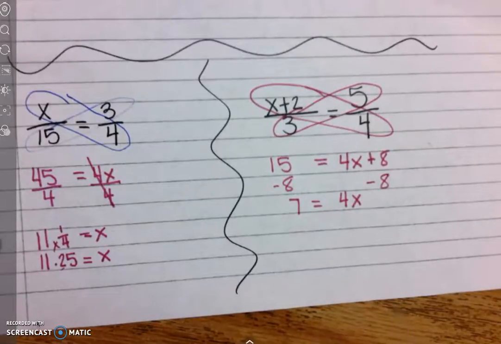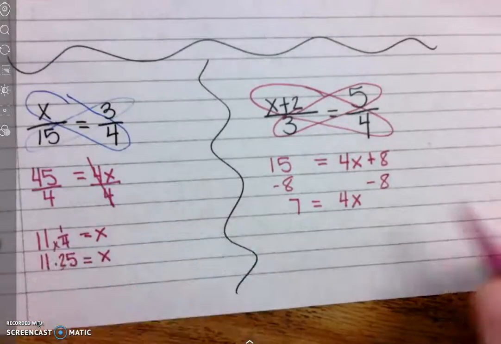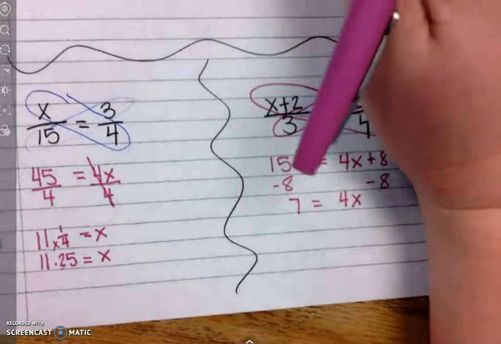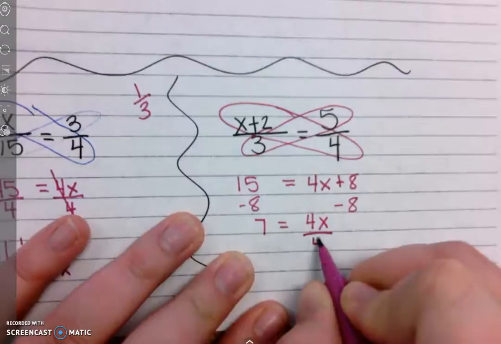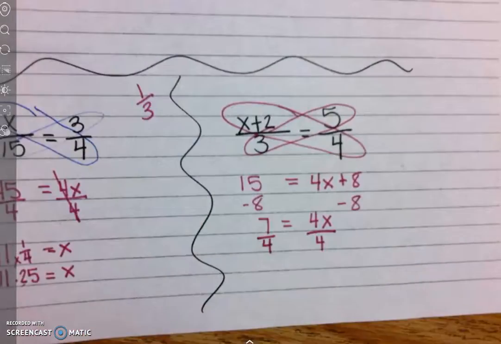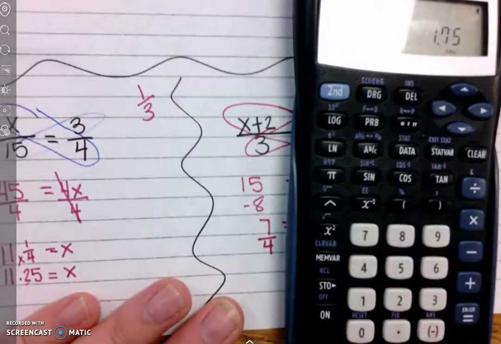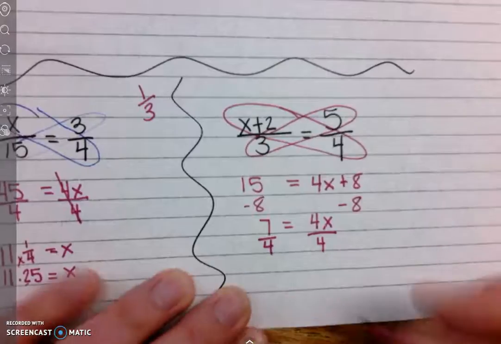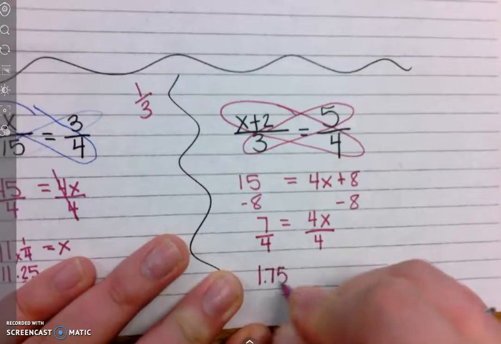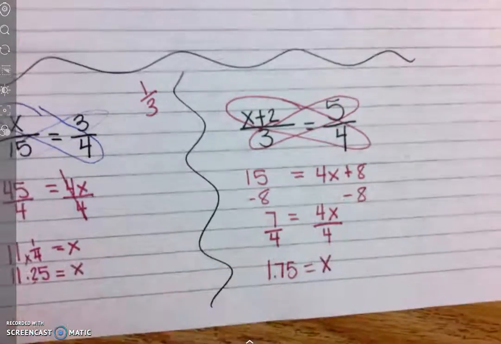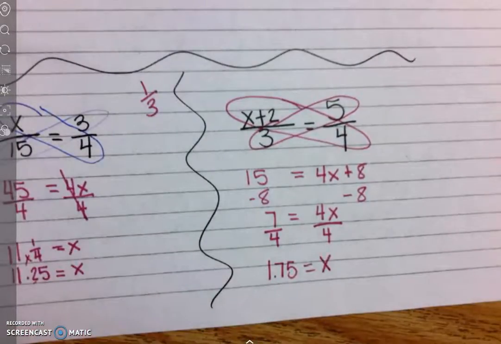Okay, I'll say it again. I need to divide both sides by 4. If I put it into the calculator, 7 divided by 4 is 1.75. It terminates, so you can change it to a decimal. 1.75 equals x. Understand? Okay.